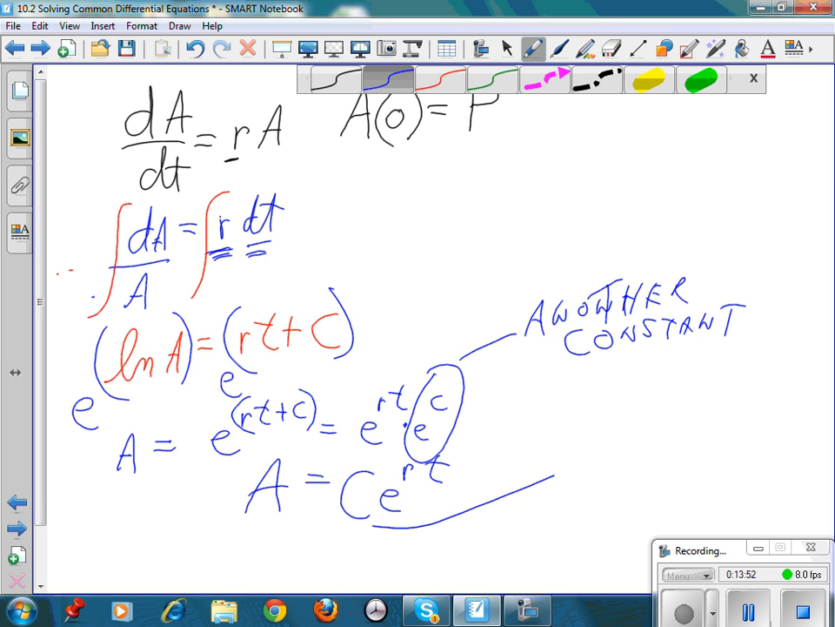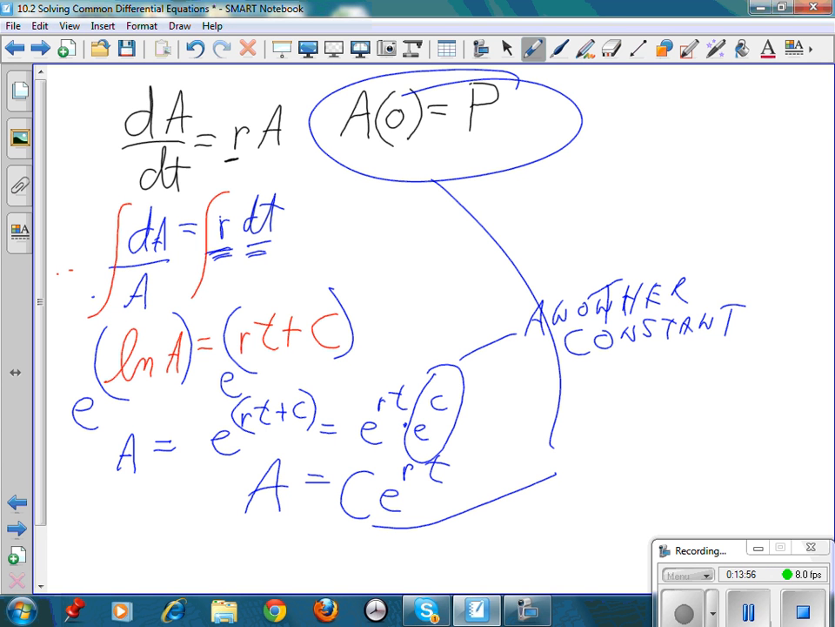Well, how do I solve for C? Well, I use a condition up here, right? And that says A of 0 is equal to P is equal to C e to the R times 0. Well, that's equal to C times e to the 0, but e to the 0 is just 1. So that's equal to C. So C is equal to P, right?